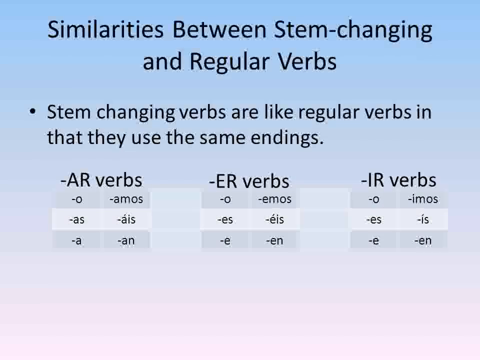Now there are similarities between the stem-changing verbs and regular verbs. The first and probably the most important similarity is that both the stem-changing verbs and the regular verbs use the same set of endings. They use the regular verb endings o, as, a, amos, áis, an, or o, es, e, emos, éis, en, or o, es, e, imos, ís, en.